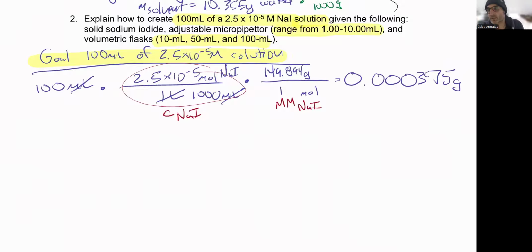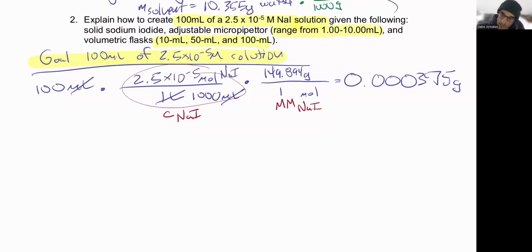It is impossible to measure that accurately. I mean, you can probably measure it to the fourth decimal place, but nothing beyond that. And it's not really going to be all that accurate to begin with because this is a very, very small amount. So we cannot measure this. It's just too small a quantity to measure on a balance. So we cannot do it directly.